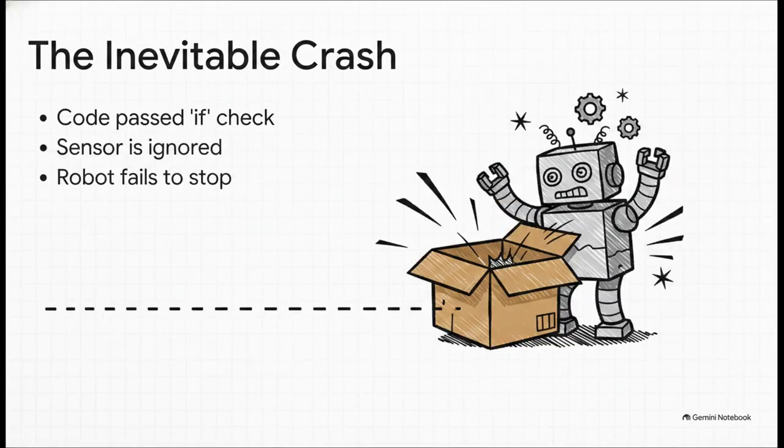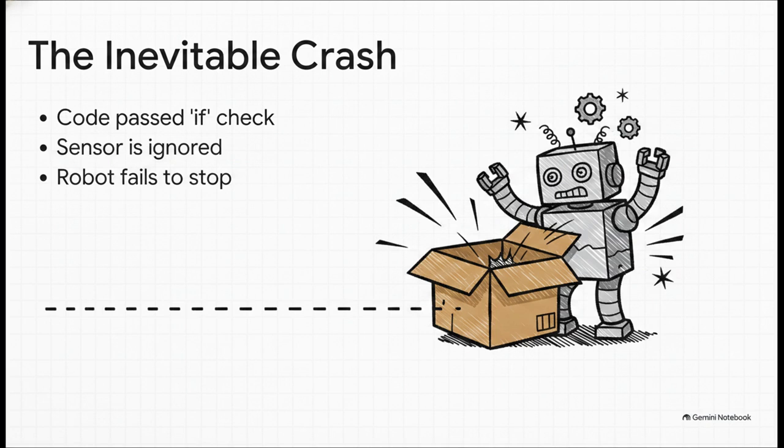And unfortunately, this leads us to the inevitable crash, because the program flow has already moved way past that single solitary if check at the very beginning of the sequence. All current sensor readings are completely ignored. The robot has zero instructions telling it to look again. It remains entirely blind to that new box in its path, fails to stop, and plows right into the obstacle.